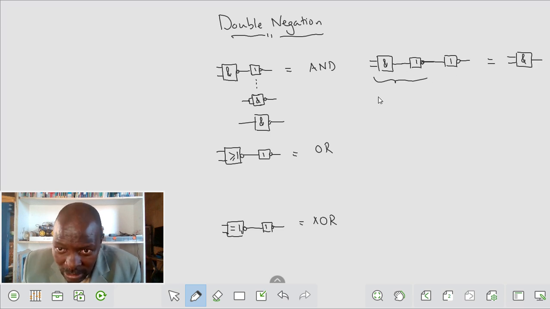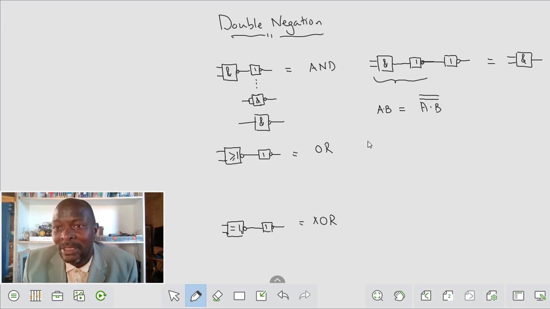Now, what do we mean? Let's put it in Boolean algebra. What I'm saying here is that A times B is equal to A times B inverted twice. This is what it means. This here is A times B. This is my gate, which is what I end up with. If I invert, I get a NAND. If I invert again, I go back to the AND. So what I'm saying here is double negation is actually redundant. This is what I want to highlight. It is also true, obviously, for this.